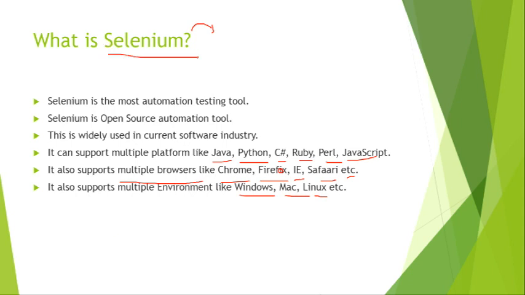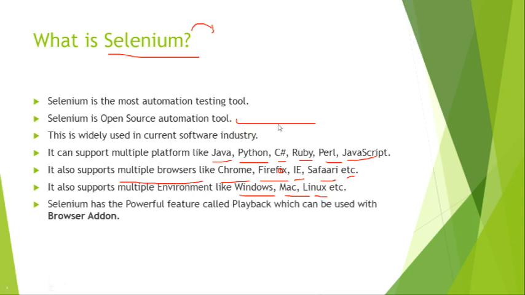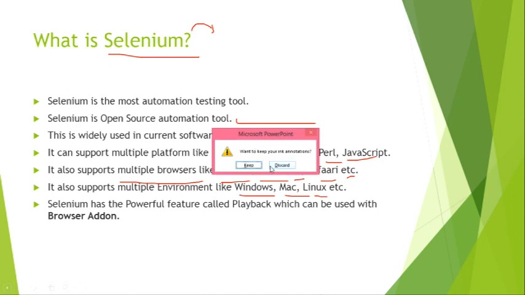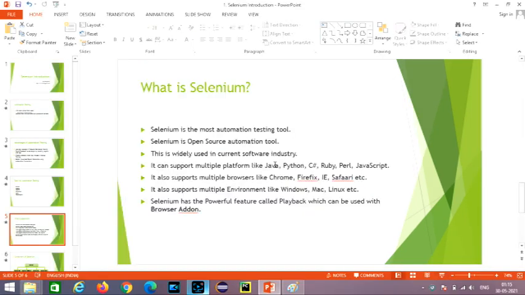So Selenium is an automation testing tool. It is open source and has the facility to support multiple platforms like Java, Python, C#, Ruby, Perl, JavaScript. It has support for browsers like Chrome, Firefox, Safari, and also for multiple environments like Windows, Mac and Linux. Let's understand this in a graphical way.